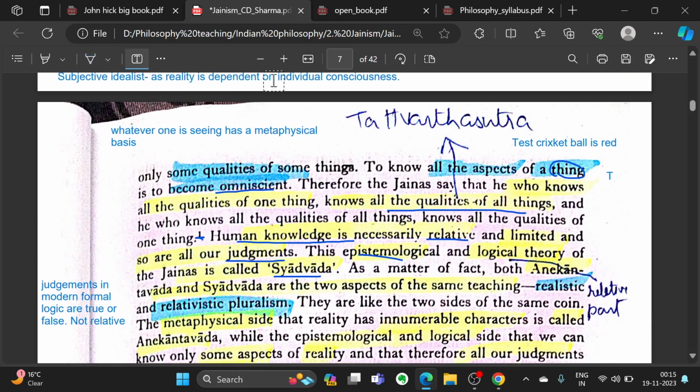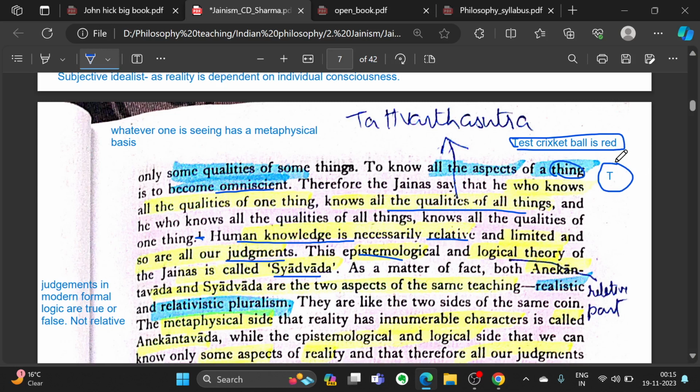So, consider this statement that the test cricket ball is red. What will be the judgment? Will it be true or false? Judgment regards the truth value of a proposition. Okay, so is this statement true or false? This is of course true, right? This is of course true.